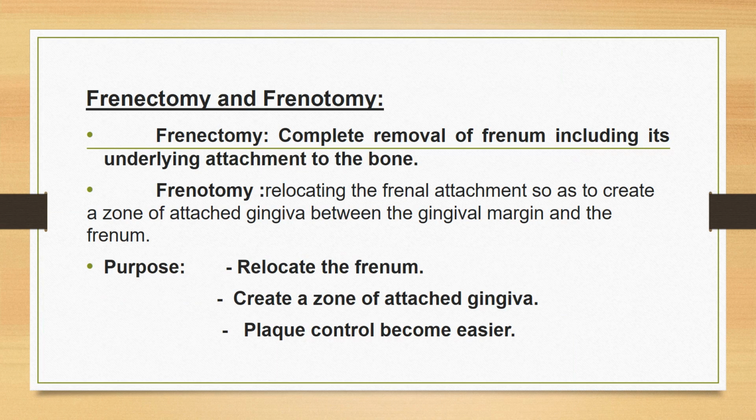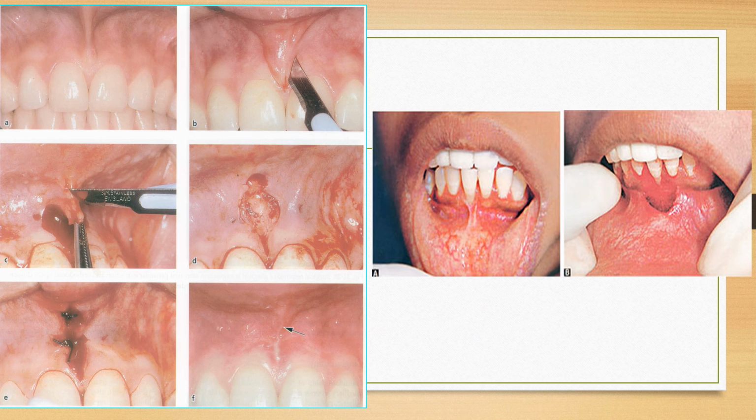So coming to the procedures, there is frenectomy and frenotomy. You know that ectomy is the removal, excision. So frenectomy is the complete removal of the frenum, including its underlying attachment to the bone. What do you mean by frenotomy? It is relocating the frenal attachment so as to create a zone of attached gingiva between the gingival margin and the frenum. The main purpose of these procedures is to relocate the frenum, create a zone of attached gingiva just apical to the gingival margin, above the frenal attachment, and also make plaque control easier.